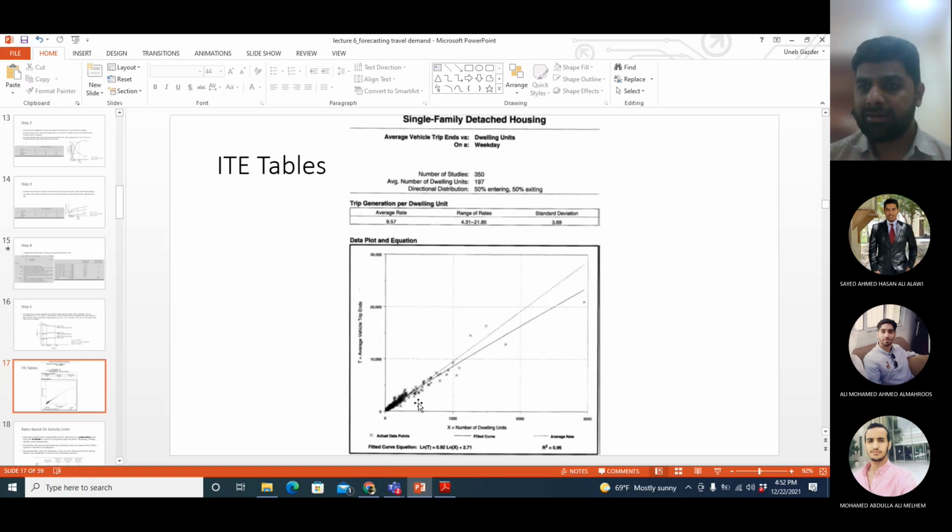Using the data, they plotted the number of units and the number of trips, and they have developed an equation as well.